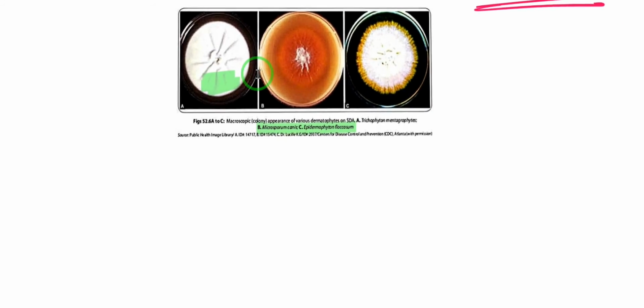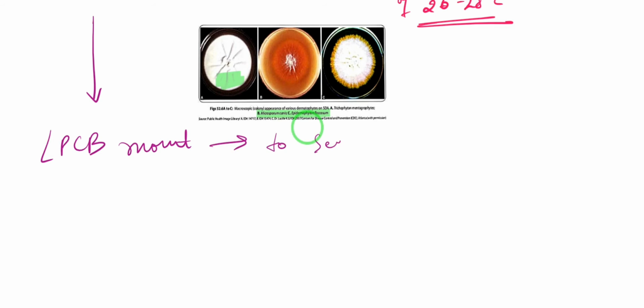Okay, so next, what else can we do? After we have done the culture and the KOH mount, we want to know what kind of species or genera we are talking about, right? So for that, we want to do an LPCB mount, which will help us to see the hyphae along with the spores or conidia. Spores and conidia are the same thing, right?